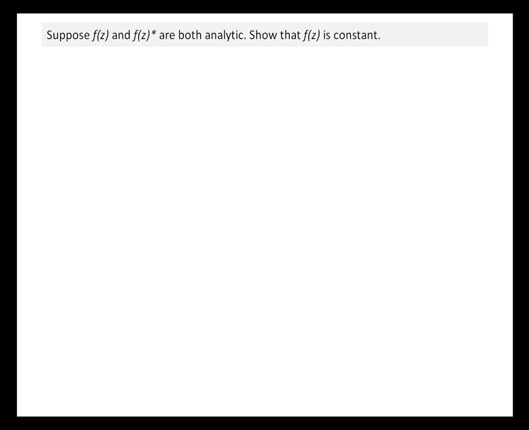The only hypothesis we've got to work with is the fact that f of z and its complex conjugate f of z star are both analytic. Now, analytic implies that the Cauchy-Riemann equations are satisfied. So the first point we're going to try and do is split f of z into its real and imaginary parts. Its real bit being u of xy and its imaginary part being v of xy.